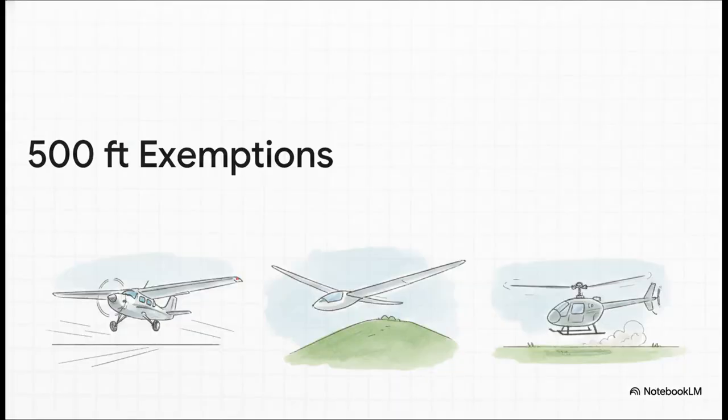You'll want to remember 3 main exceptions to this 500-foot bubble for the exam. Number 1, taking off or landing following normal aviation practice. Number 2, a glider doing hill soaring. And number 3, a helicopter engaged in air taxiing. If you fall into one of those 3 buckets, the 500-foot rule is temporarily paused.